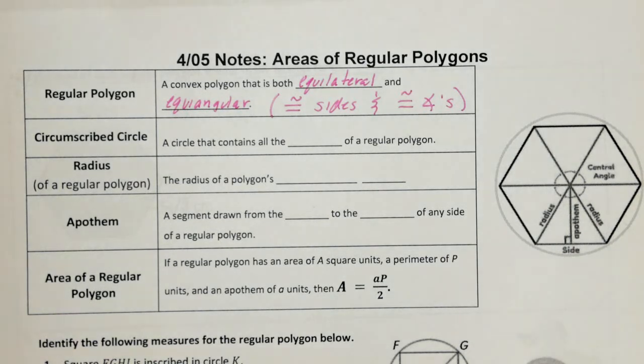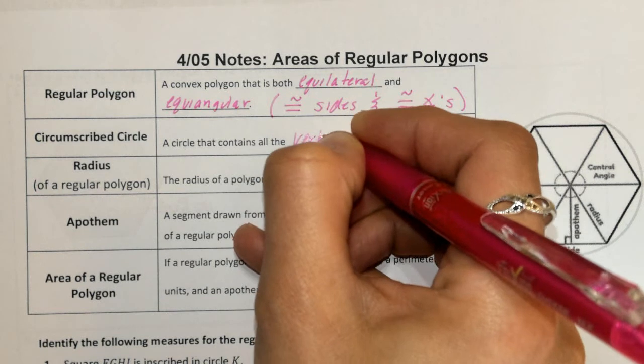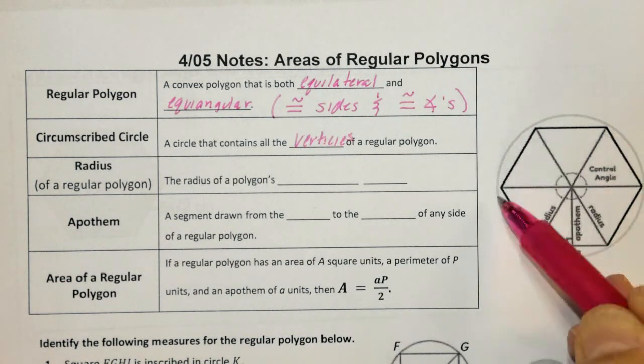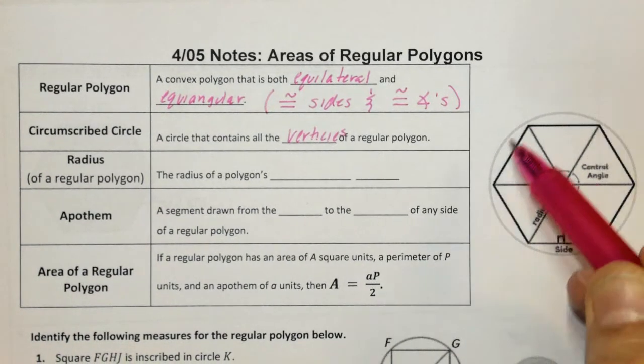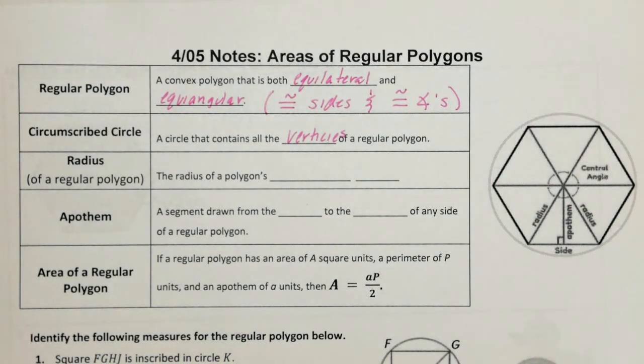A circumscribed circle is going to be a circle that contains the vertices of the polygon. Remember, these are going to be the corners here. Okay, so this circle that's shaded, that's going to be your circumscribed circle, and notice that every single vertex touches that circle. That's going to be important when talking about the apothem here in a minute.